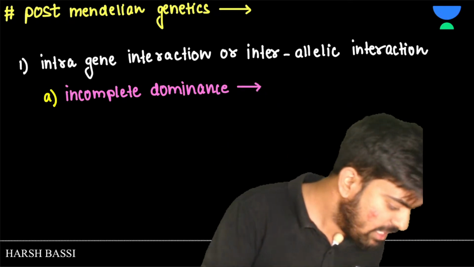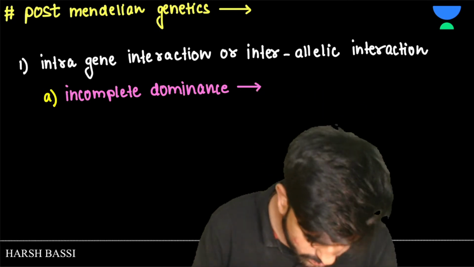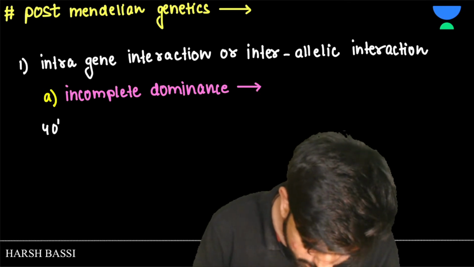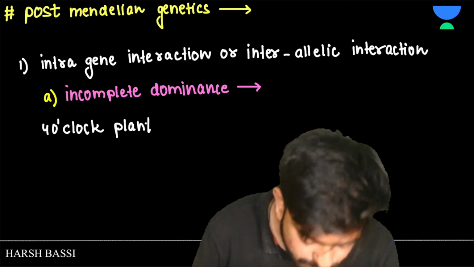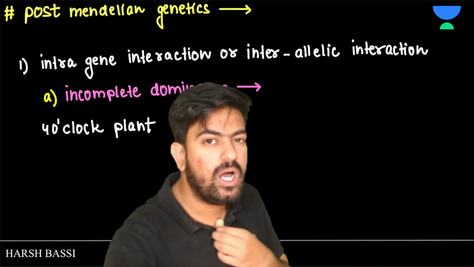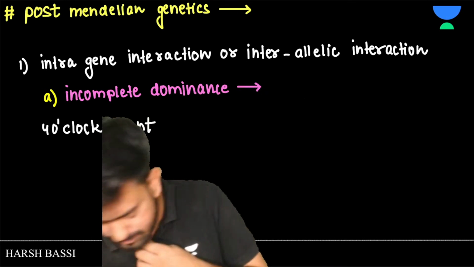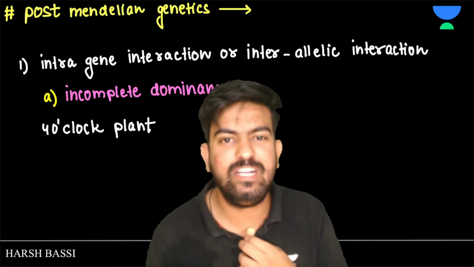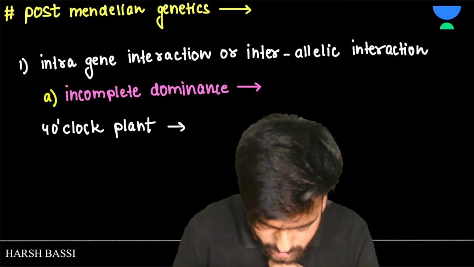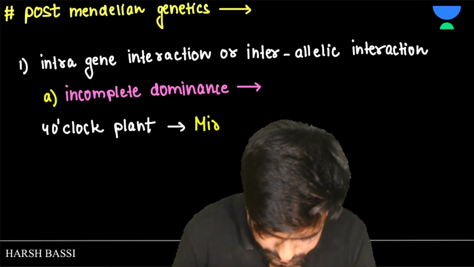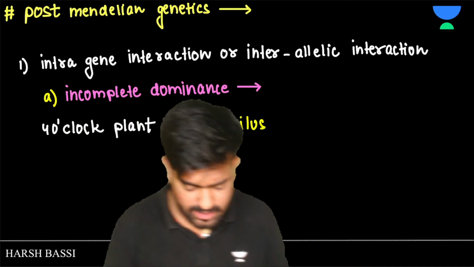So, for example, I am taking a plant, let's suppose a 4 o'clock plant. Now, how many of you know the scientific name of this 4 o'clock plant? Anyone in the comment section? Fast. What's the scientific name for this particular plant? It is Mirabilis jalapa. This is the spelling. Mirabilis jalapa.